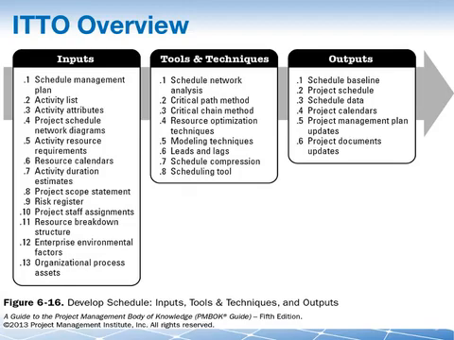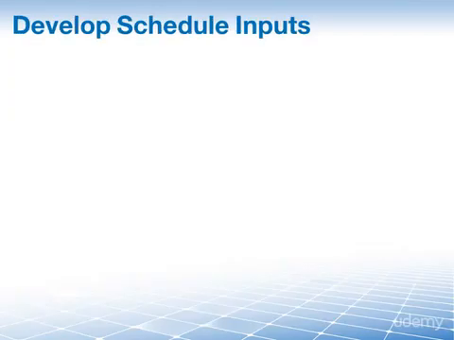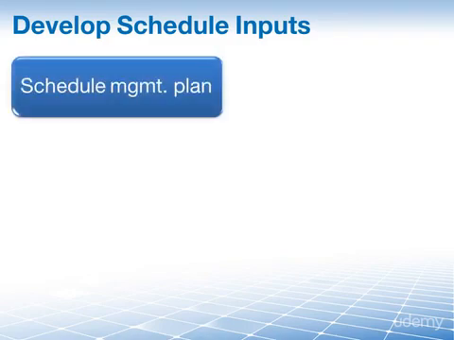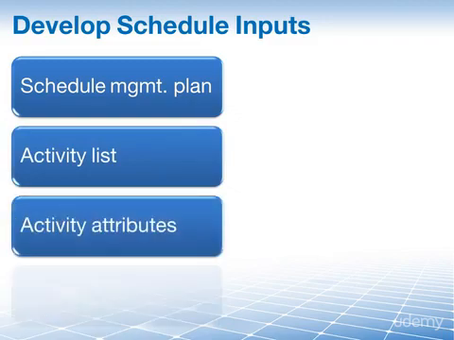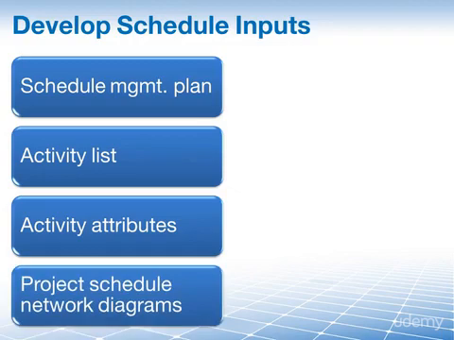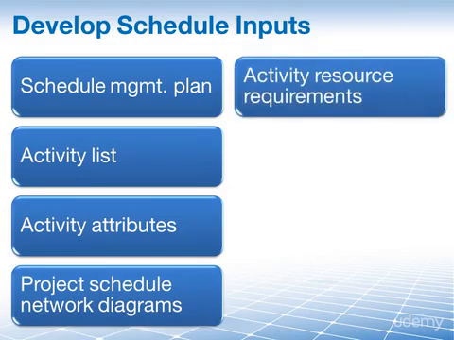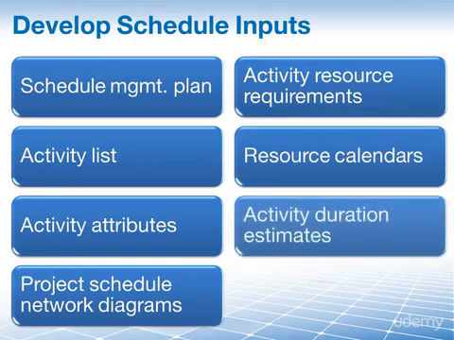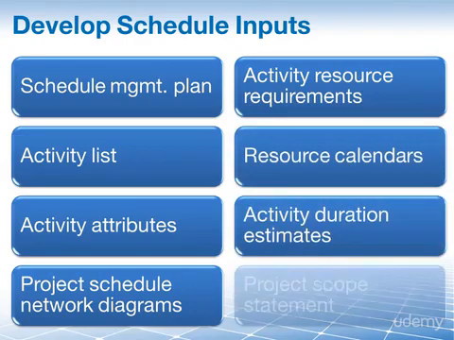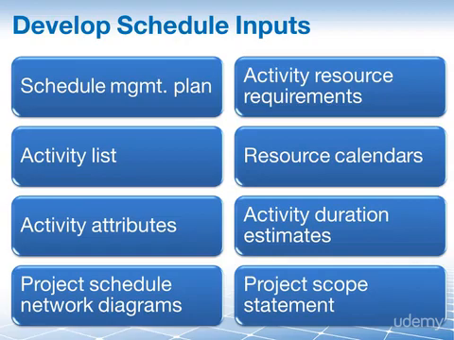Now let's take a closer look at the inputs. Let us begin simply by listing the inputs by name. It all starts with the schedule management plan. We also need the activity list, the activity attributes, the project schedule network diagrams, the activity resource requirements, the resource calendars, the activity durations, and the project scope statement. And these 8 just fill this one slide here. But we have a few more to go.